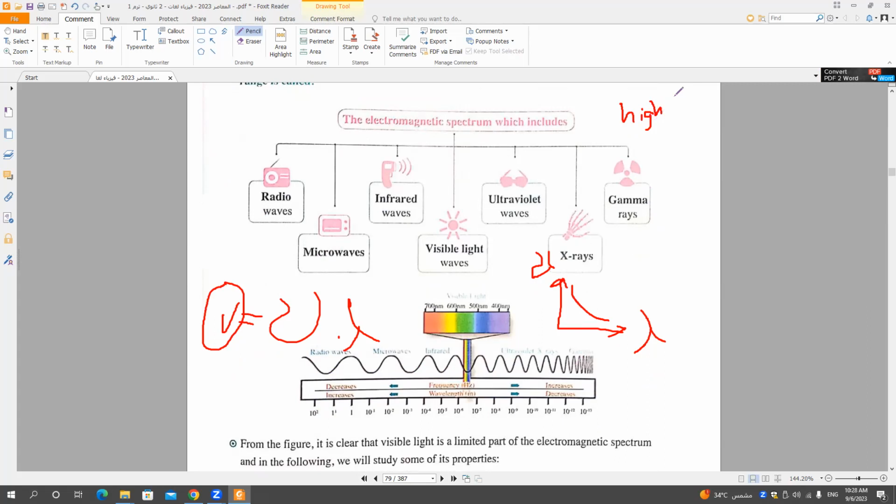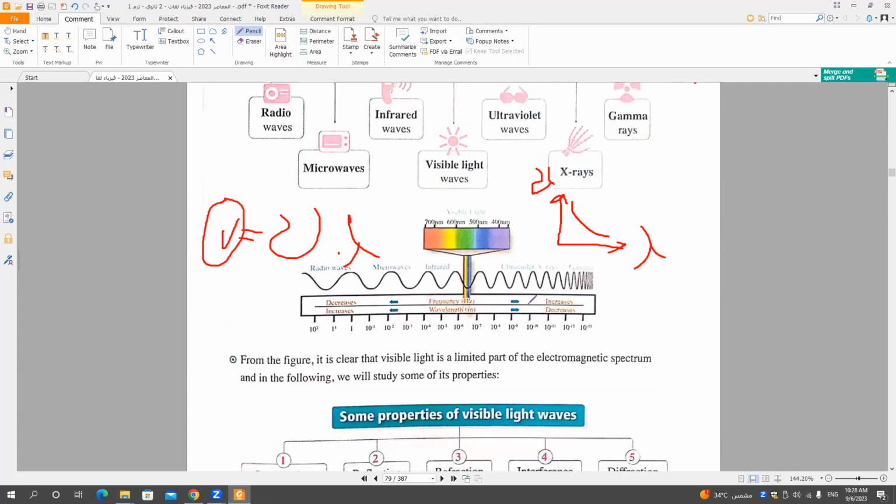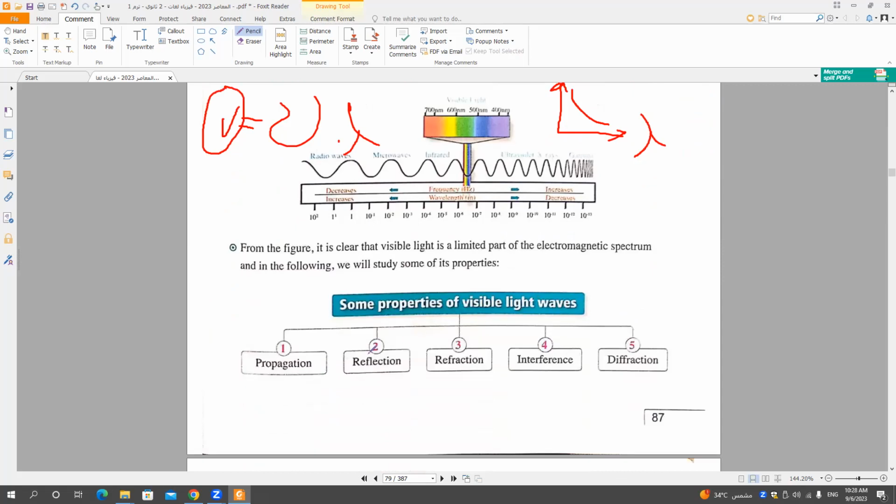High frequency, symbolized by nu, and lowest wavelength. And radio waves are the inverse of gamma rays. Okay. We will study properties of light, of the visible spectrum: propagation, reflection, refraction, interference, and diffraction.